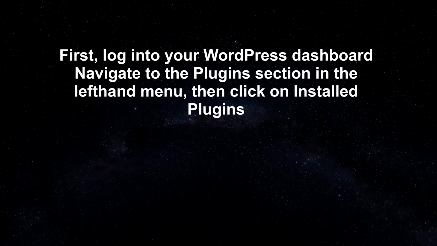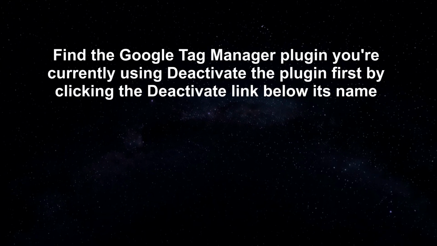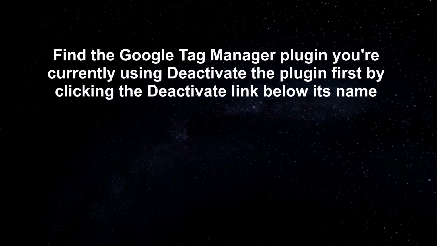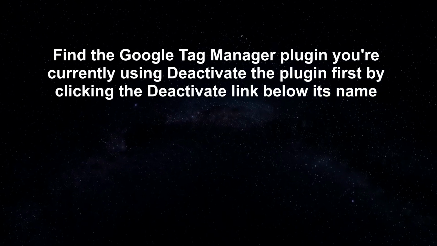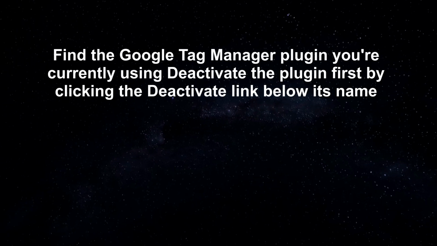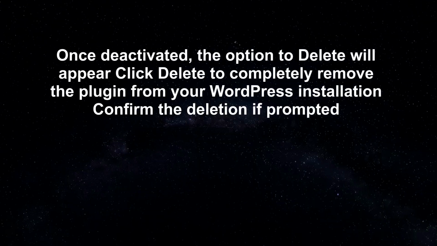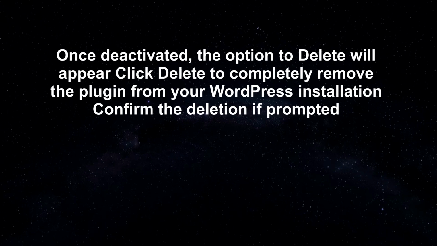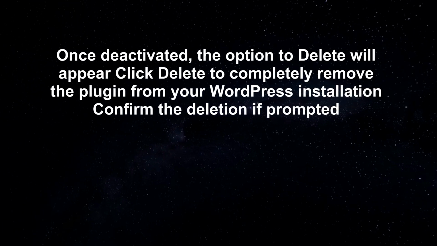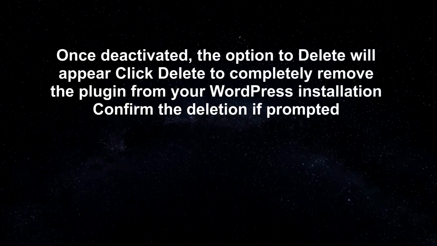Then click on Installed Plugins. Find the Google Tag Manager plugin you're currently using. Deactivate the plugin first by clicking the Deactivate link below its name. Once deactivated, the option to delete will appear. Click Delete to completely remove the plugin from your WordPress installation. Confirm the deletion if prompted.